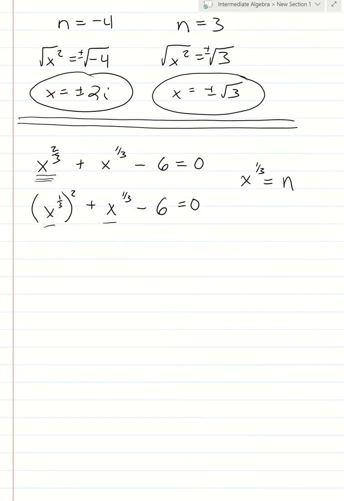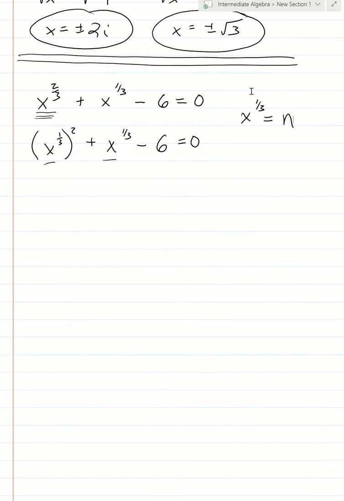And so now let's see what we can do here. Wherever I see x to the 1/3, I'm simply going to put in the variable n. So here's an x to the 1/3. That means I'm just going to have n squared. Plus, here's an x to the 1/3, just the variable n, minus 6 equals 0. Once again, this is nice and factorable, in which case I would solve this by factoring.